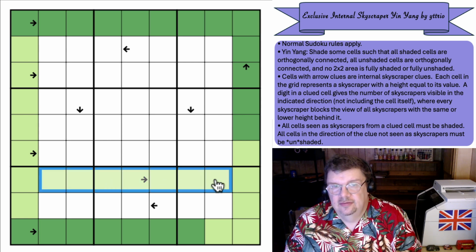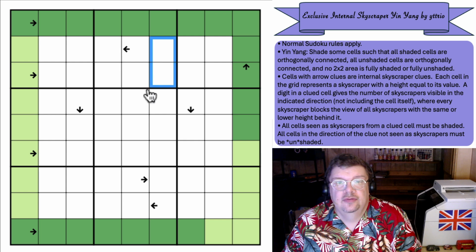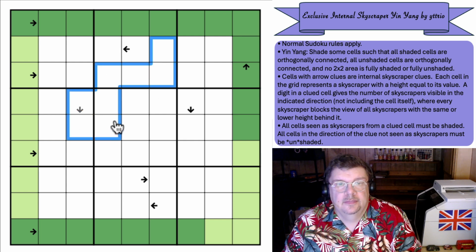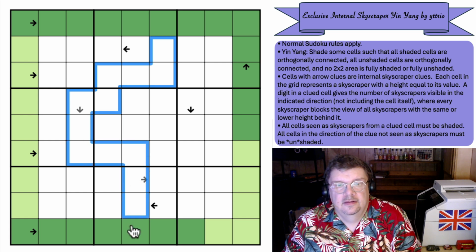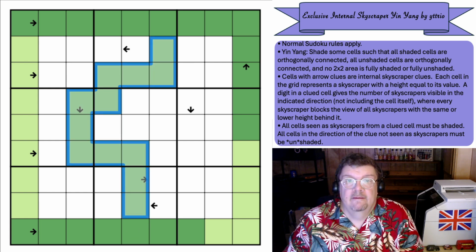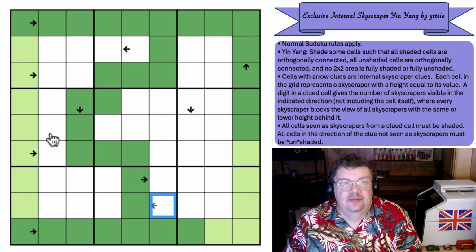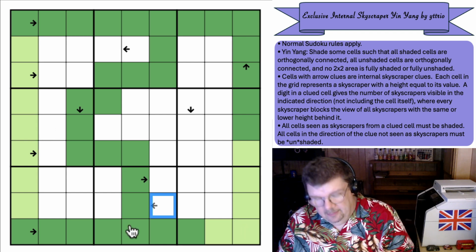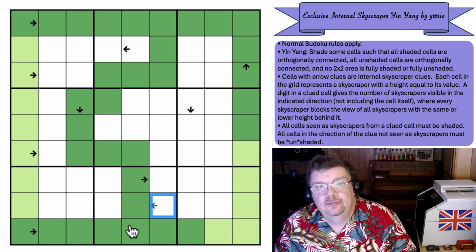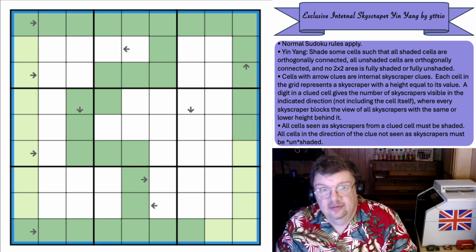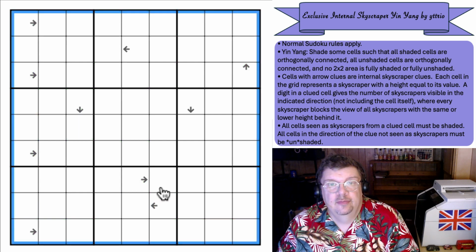And if I do the shaded sections and connect them, then I'm going to isolate the two unshaded sections. So I can have at most two different sections of shadedness within the border.